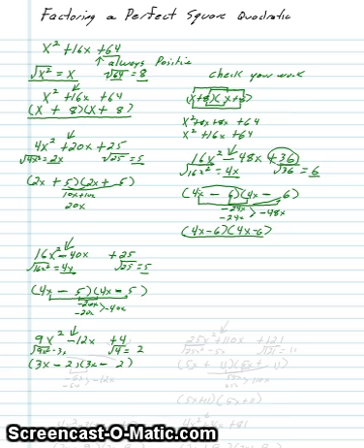The check: 3x times 3x is 9x squared. Negative 2 times negative 2 is positive 4. Negative 2 times 3x is negative 6x. 3x times negative 2 is negative 6x. Add those together, negative 12x.